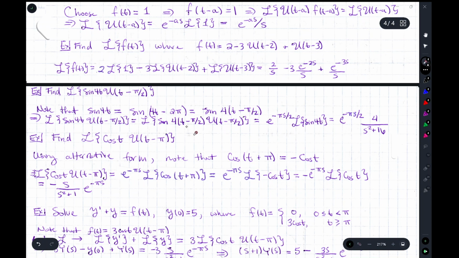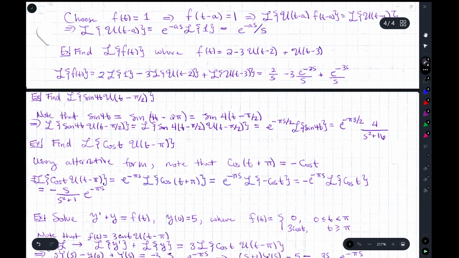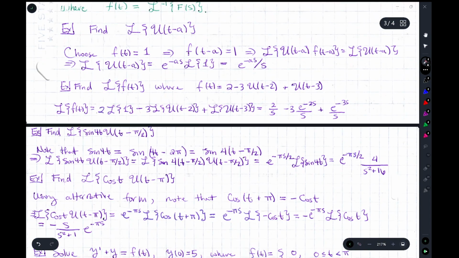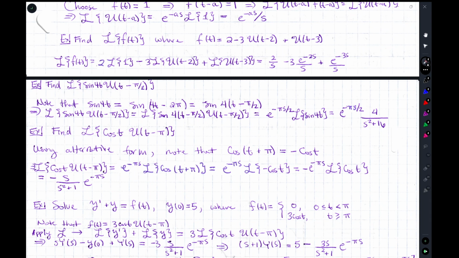We know that this will give you, since a is pi over 2, e to the negative pi over 2 times s, e to the negative pi over 2 over s there. That's this term here. And the Laplace transform of the function sine 4t, we know what that is from basic tables, it's there, and so we're done.